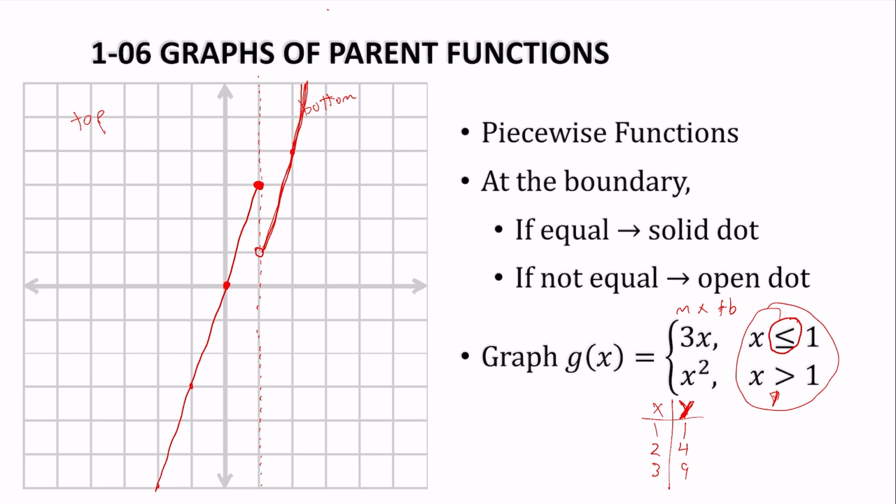So to graph piecewise functions, you put dotted lines at the boundaries, and then you graph each function within its own little domain, and you go up to the boundary on each function. Each function goes all the way to the boundary. If it has the equal to at the boundary, you fill in the dot, like up here. If it's not equal to, it's an open dot, like down there.